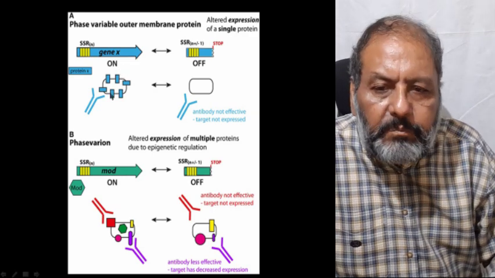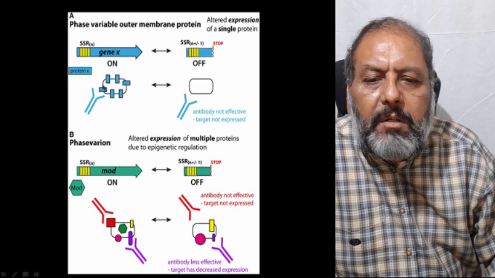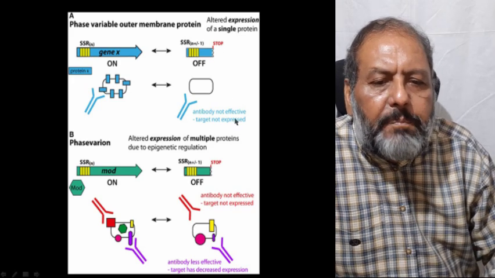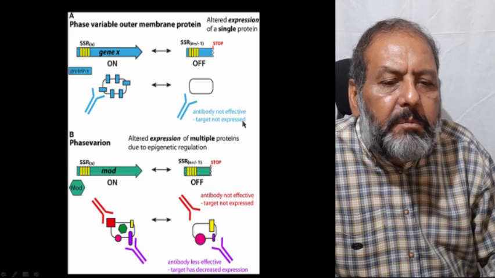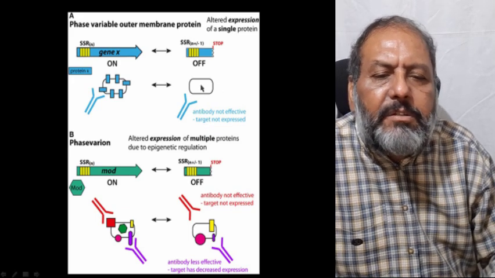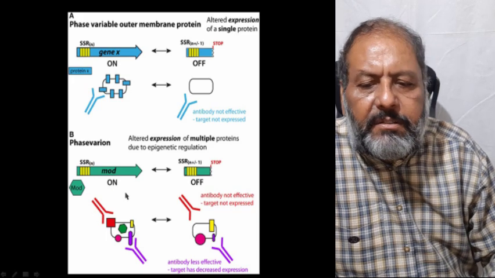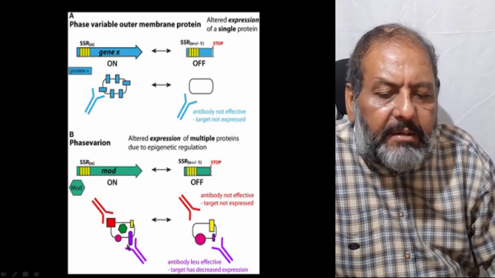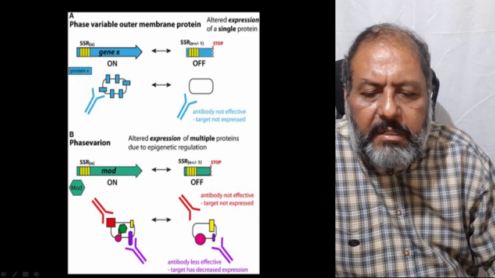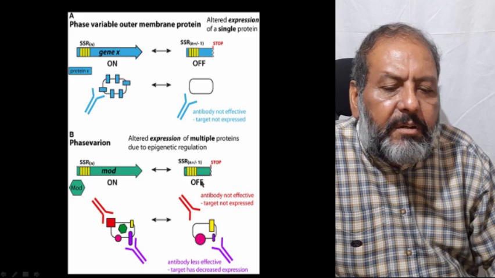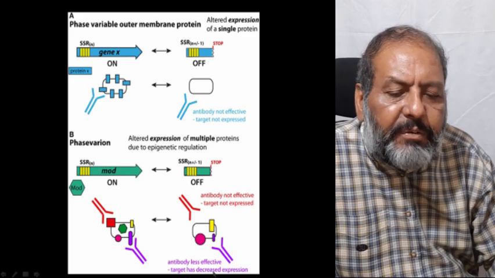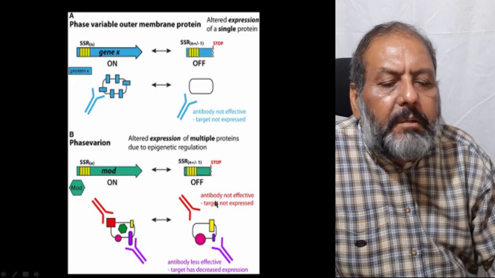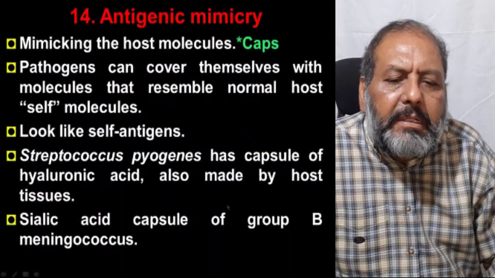Here one can see the system is on and the antibodies is capable of just engulfing this. But here if the system is off, antibody is not effective and target not expressed, antibody is not able to recognize the target and it is there. Here again, if the system is on, antibody is very effective and can just get the bacteria and kill it. But here, if the system is off, the antibody is less effective and the target has decreased expression and antibody cannot get hold of the bacteria to kill it.